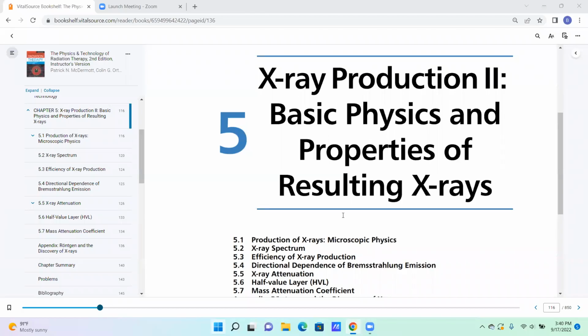This is the lecture over Chapter 5. It's going to be the second part of X-ray production, and we're going to take a look at what's going on whenever the electrons are accelerated across the voltage in the tube and strike the target, what all can happen, and how can we describe the phenomenon that happens after the electron encounters the atoms that are in the target.